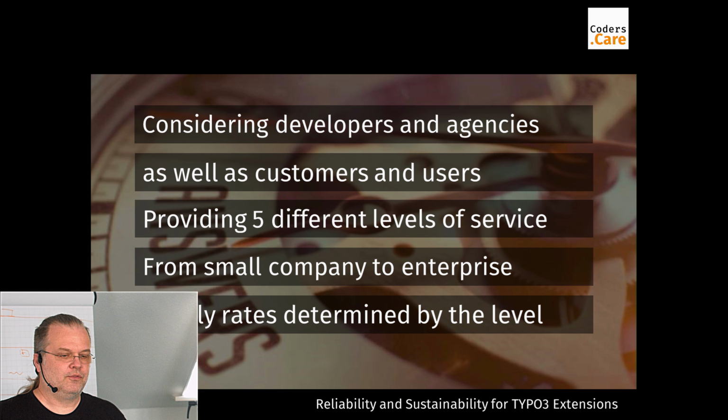We provide 5 different levels of service. These are just example services that you can find on our website. You can see a very low level where you just have small extensions and less extension reaction time. There are larger levels where you pay a larger amount per month. From small company to enterprise, everything is possible. And we have hourly rates for services which are not included in the monthly rates, which are determined by the level. So the higher the level is and the more you pay per month, the lower will be the hourly rates for the other services.